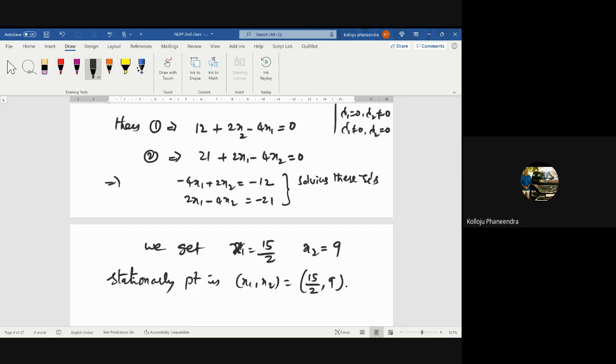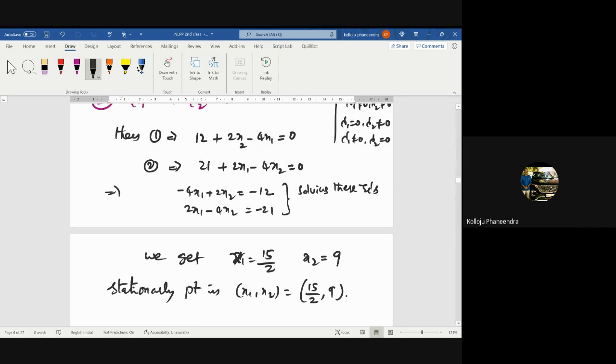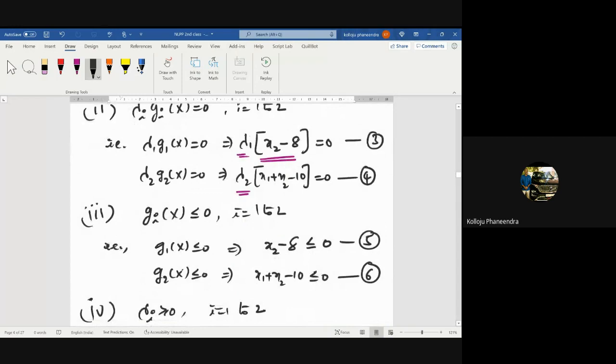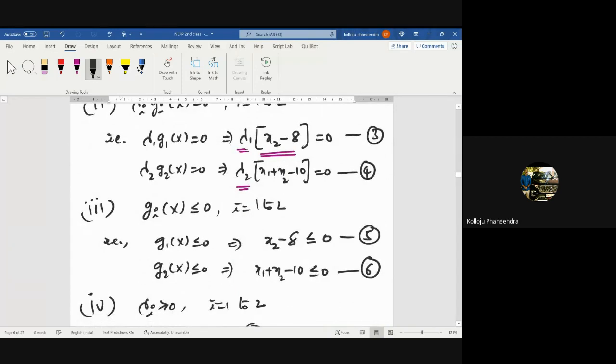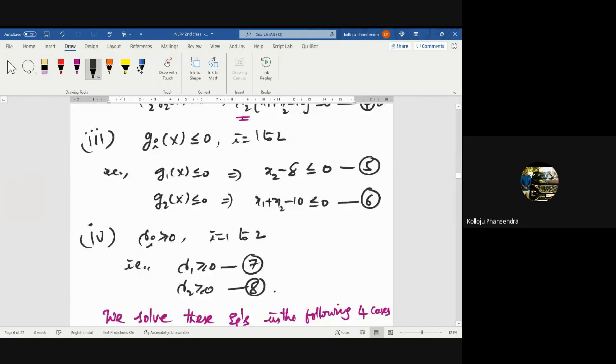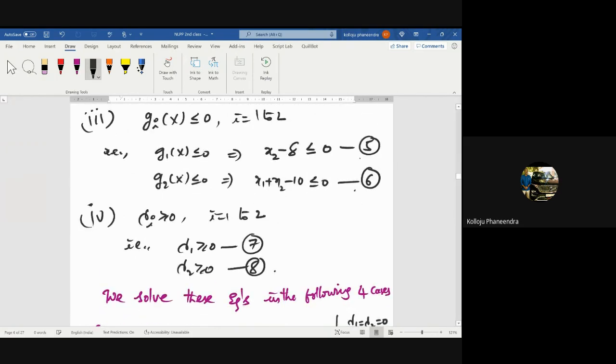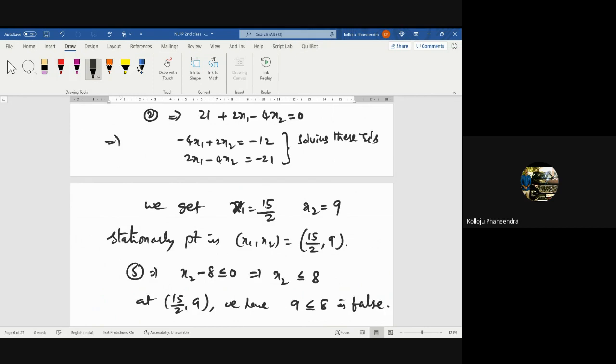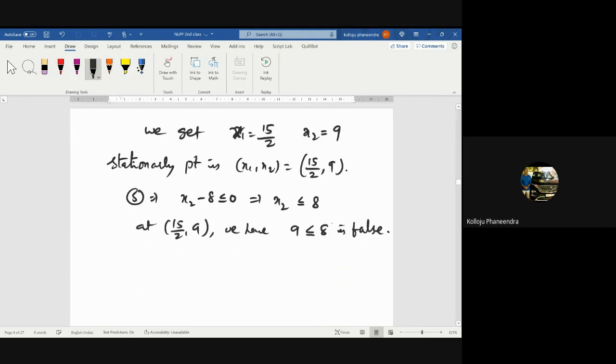Now listen carefully, this point must satisfy the remaining KT conditions. What are the remaining KT conditions? Equations 1 and 2 are already utilized, and lambda 1 equal to 0, lambda 2 equal to 0 means 3 and 4 are satisfied. Coming to 5 and 6, equation 5 is x2 minus 8 less than or equal to 0, that is nothing but x2 less than or equal to 8. At 15 by 2 comma 9, the x2 value is 9, and 9 less than or equal to 8 is false. I am substituting this point in the fifth constraint.